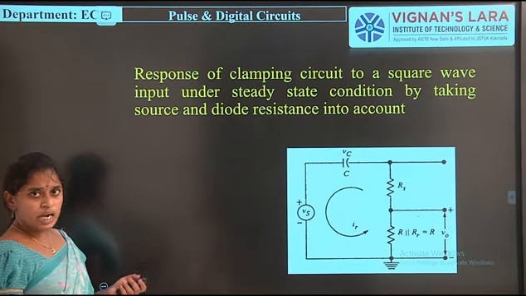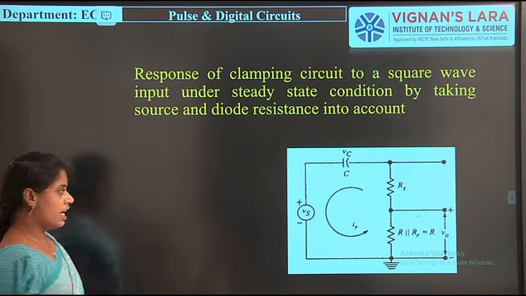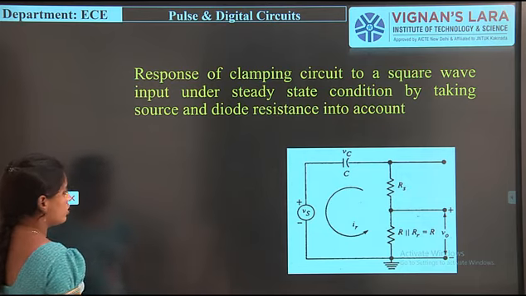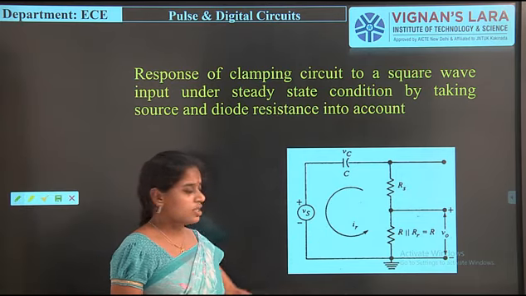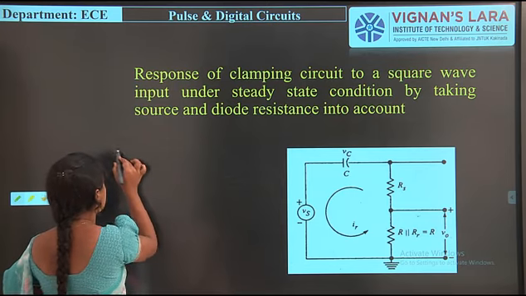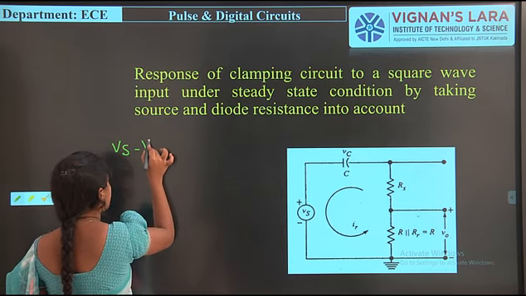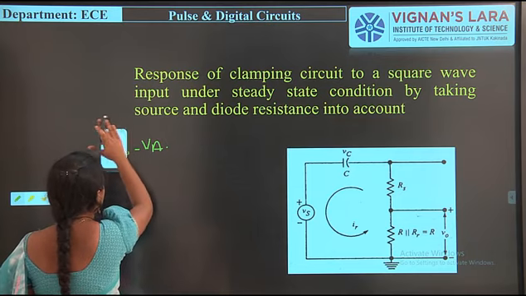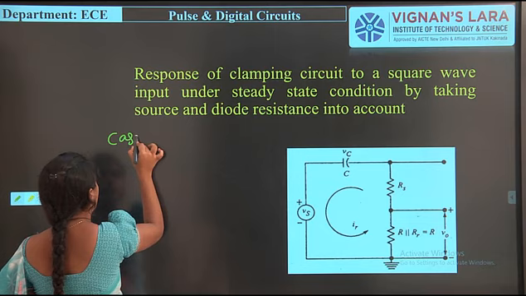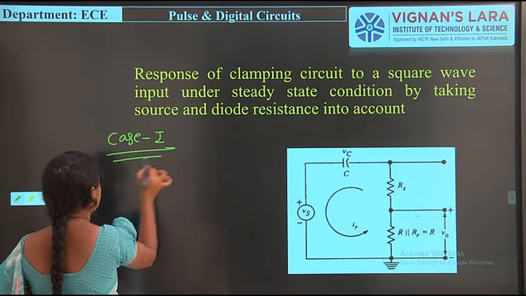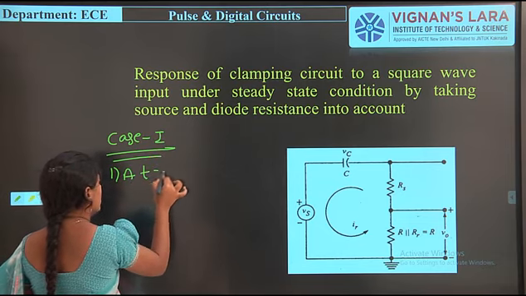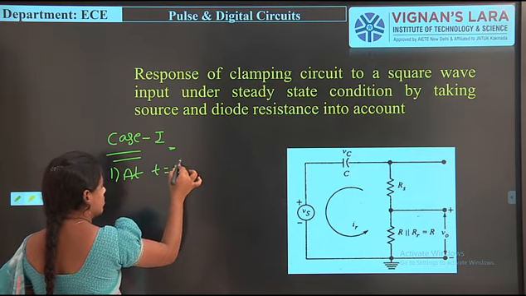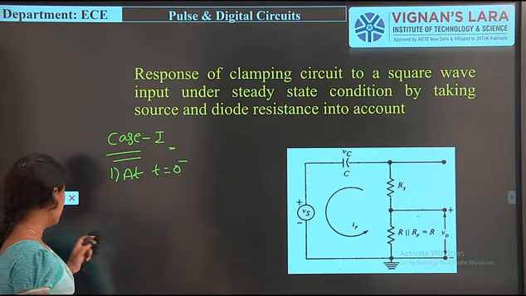So from this diagram we have to observe what the condition is. Here I have to write that by applying KVL to this, what happens is Vs minus Va. So at which condition do we get this signal? That is case 1, at t is equal to 0 minus. So nothing but the t is equal to 0 minus signal.